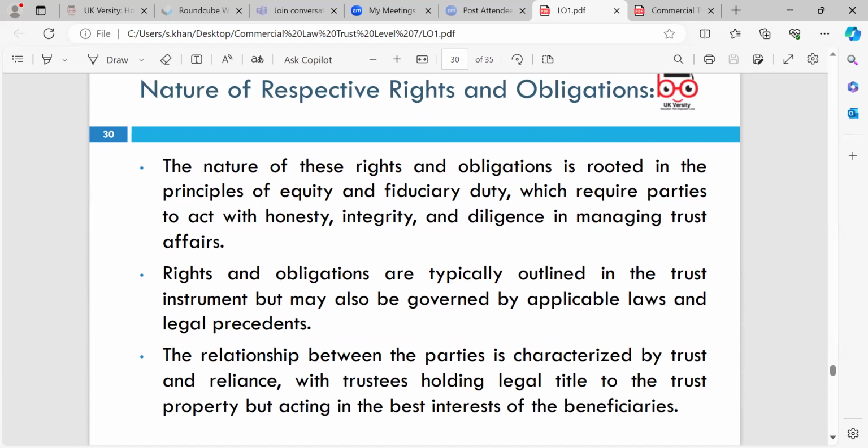Rights and obligations are typically outlined in the trust instrument, but also governed by applicable laws and legal precedents. The relationship between parties is characterized by trust and reliance, with trustees holding legal title to the trust property, but acting in the best interest of the beneficiaries.